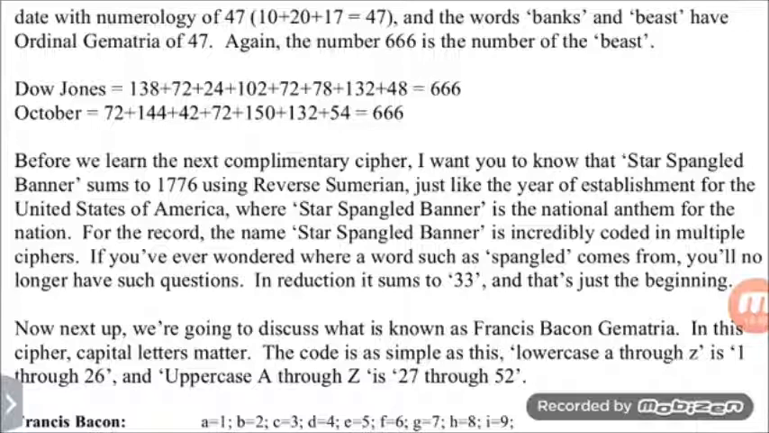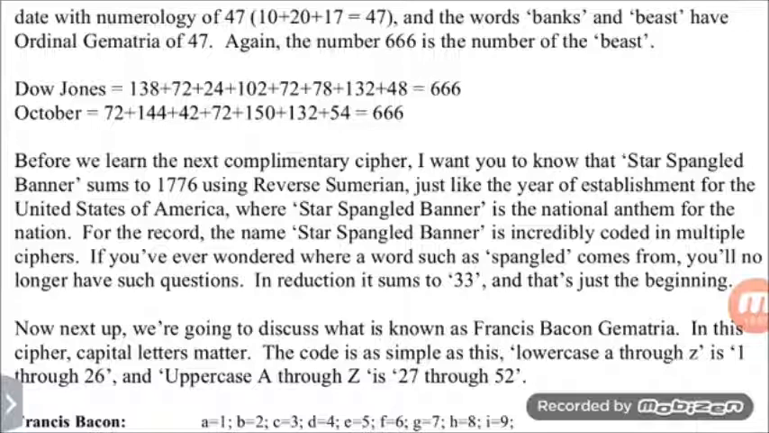For the record, the name Star Spangled Banner is incredibly coded in multiple ciphers. If you ever wondered where a word such as spangled comes from, you'll no longer have such questions. In reduction, it sums to 33, and that's just the beginning.